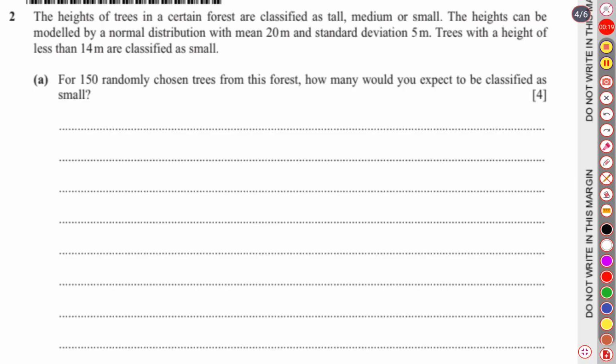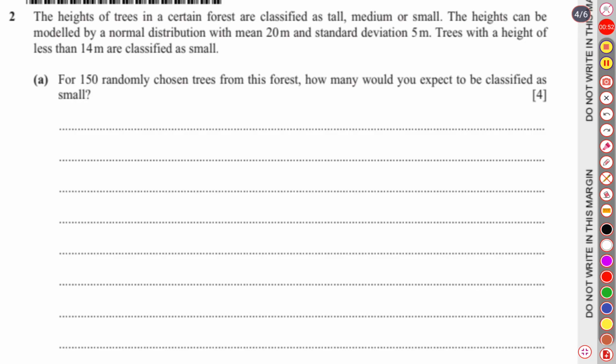The first question, question 2, is: the heights of trees in a certain forest are classified as tall, medium or small. The heights can be modeled by a normal distribution with mean 20 meter and standard deviation 5 meter. Trees with a height of less than 14 meter are classified as small. For 150 randomly chosen trees from this forest, how many would you expect to be classified as small?